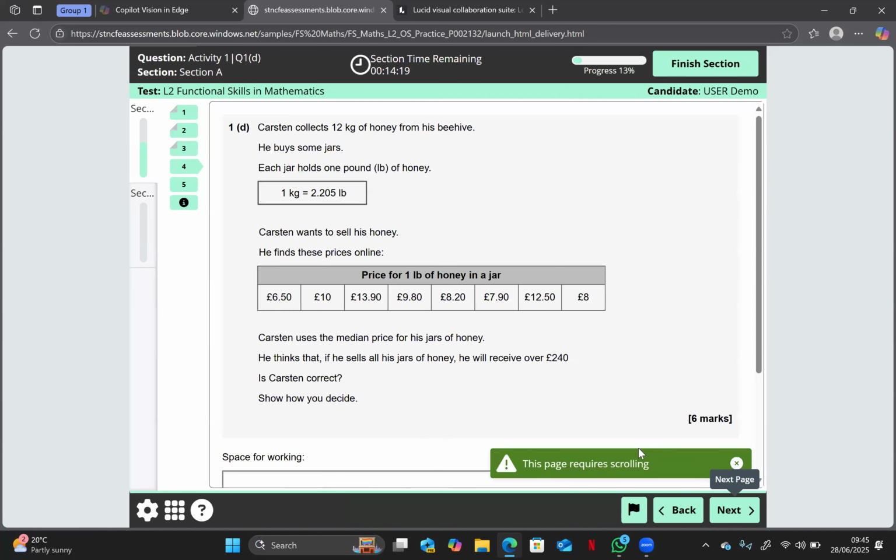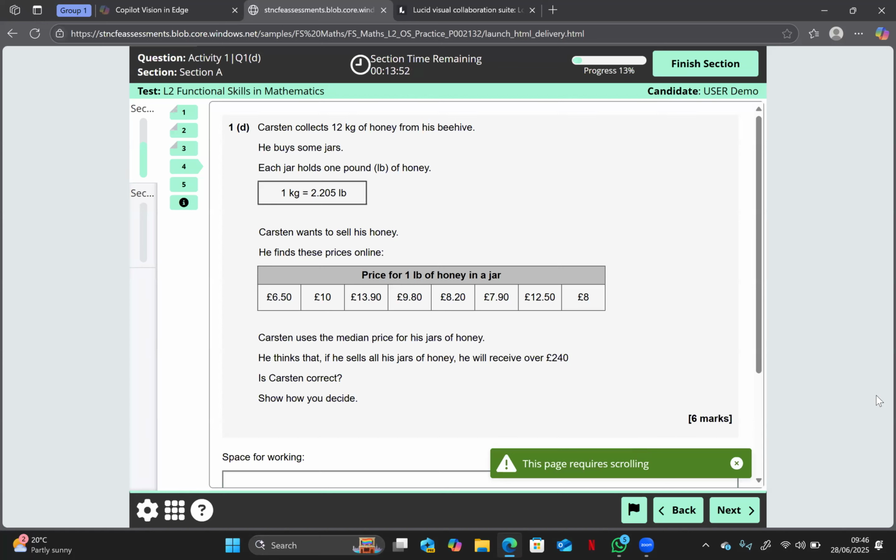So next one. Carsten collects 12 kilograms of honey from his beehive. He buys some jars. Each jar holds 1 pound of honey. So 1 kg is 2.205 pounds. That's converted from kg to pounds. Same thing.